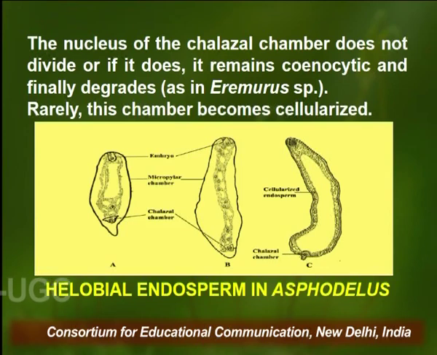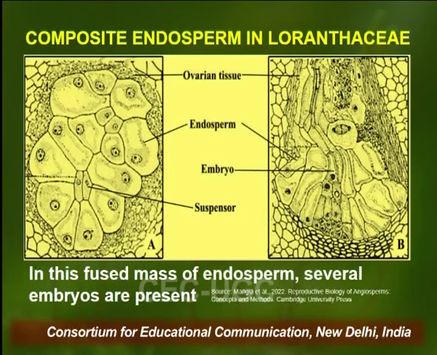So, what you see here is the nucleus of the callosal chamber does not divide, or if it does, it remains syncytic and finally degrades. Rarely this chamber becomes cellularized. This is an example of Helobial endosperm in Asphodelus. Another important point which I want to put forth here is the composite endosperm, which is seen in family Loranthaceae.